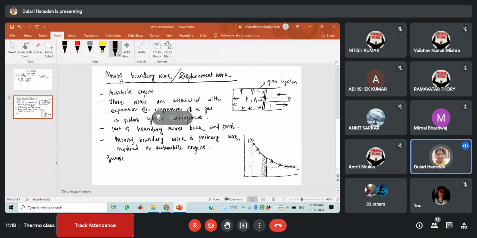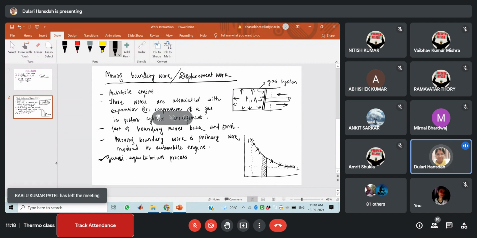The system will remain in a quasi-equilibrium process. So in that case only we have to find out this boundary work. You should remember this, it is very important: the process must be quasi-equilibrium.